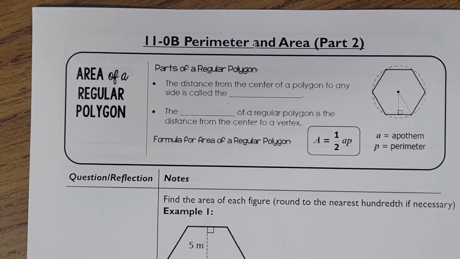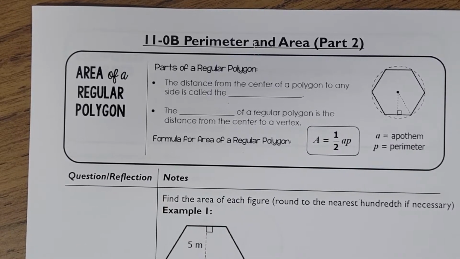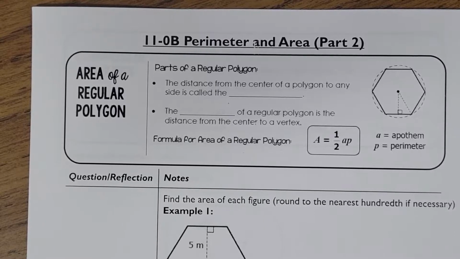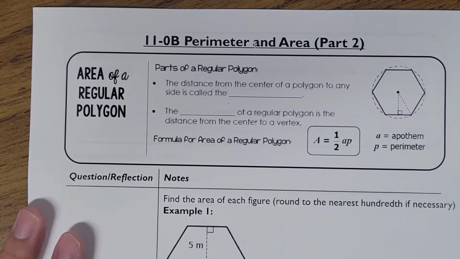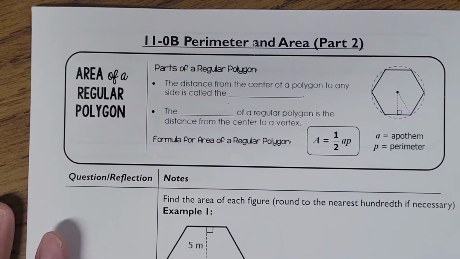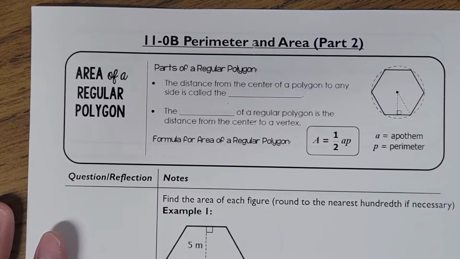Today we're going to focus first on the area of a regular polygon. So we've now done area of the kind of basic shapes, our squares and our triangles and those types of shapes. Today we want to talk about how to find the area of a regular polygon, so something that has 5 or more sides.